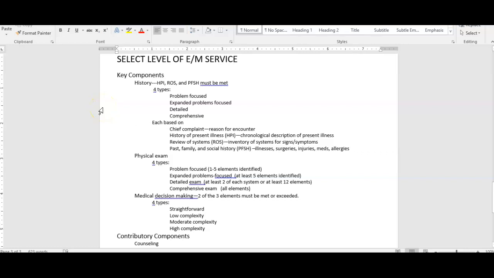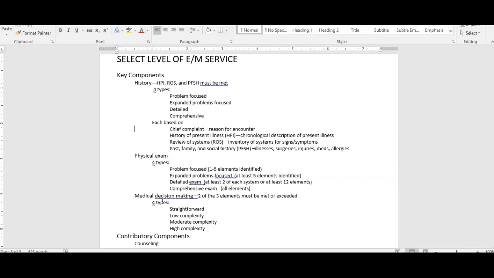Hello everyone. I wanted to talk a little bit about evaluation and management codes just because they can be a bit challenging. This is something I'm going to post for you, but this is your level of service, and you have to remember that there are several key components, and then there are contributory components. The key components are your history, your physical exam, and your medical decision making. And there are 4 types of each one of these. And that has to play into how you choose your code.